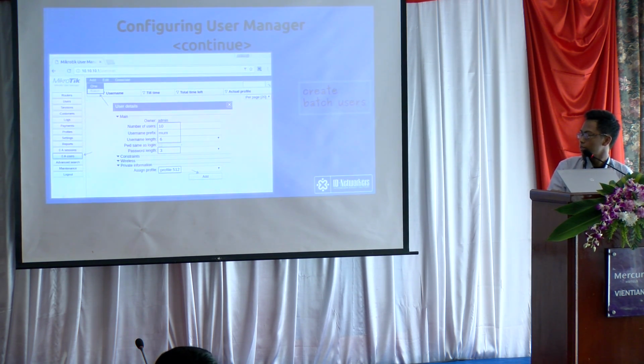And username length is how many characters the username has. I configure it as 6, so the user will have 9 characters. You can see that we have configured the username prefix with 3 characters and the username length with 6 characters. 3 and 6 is 9, so the user will have 9 characters. Password length is 3, that is how many characters the password has. Assignment profile is the profile that we have created before.